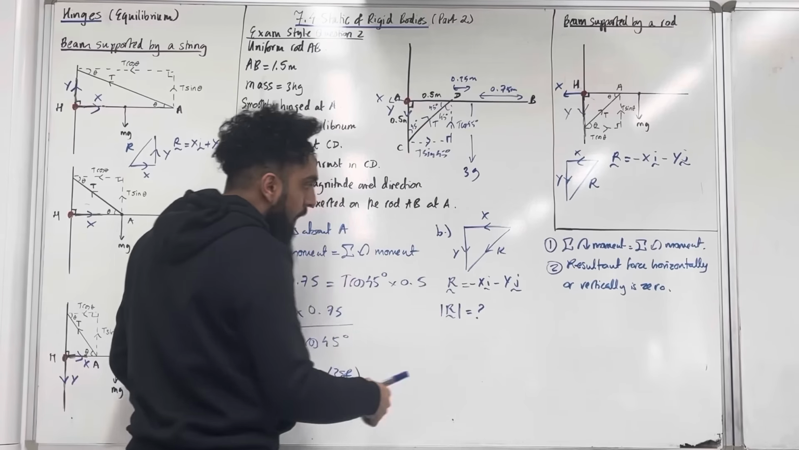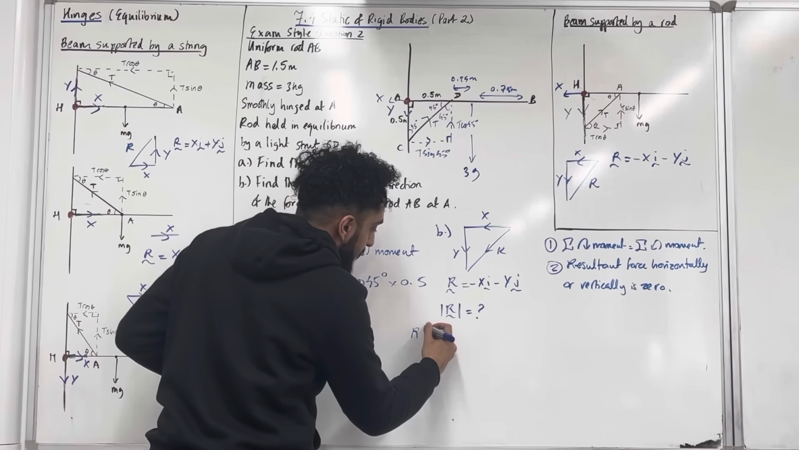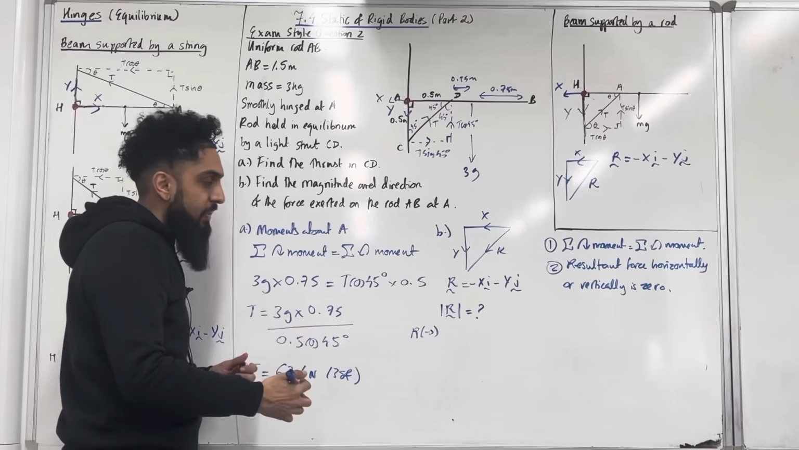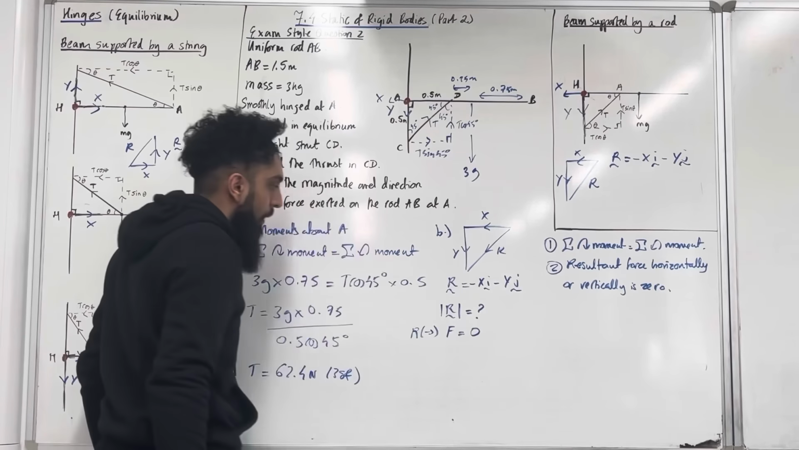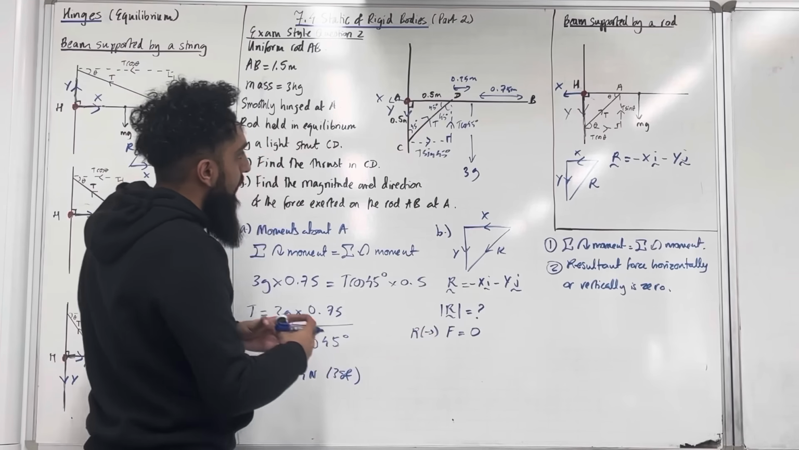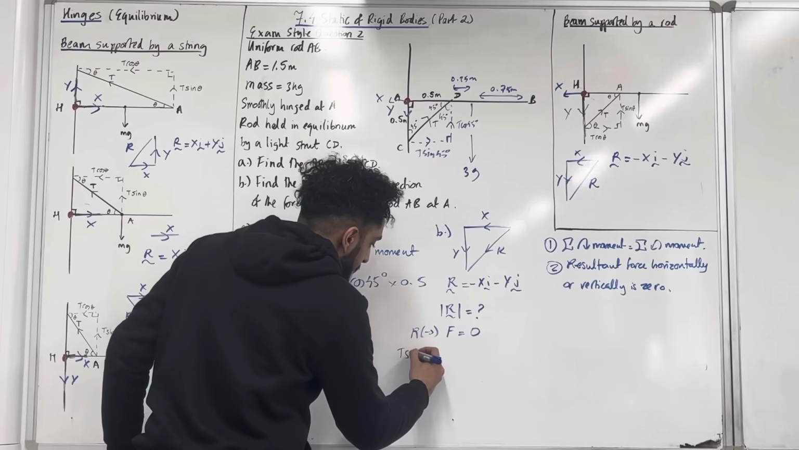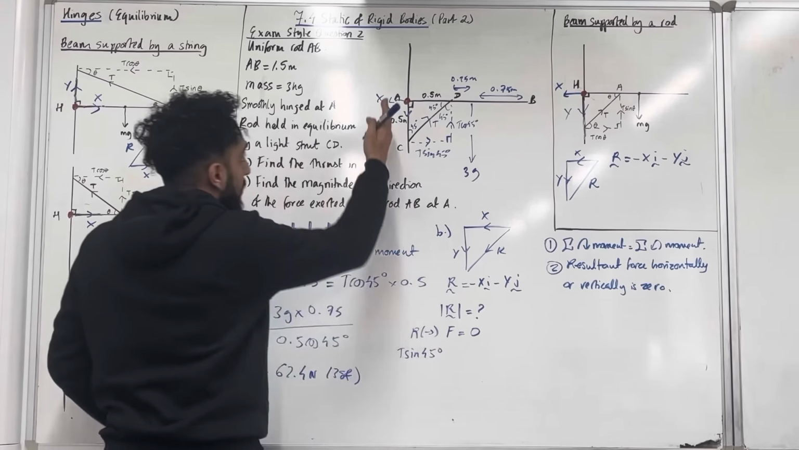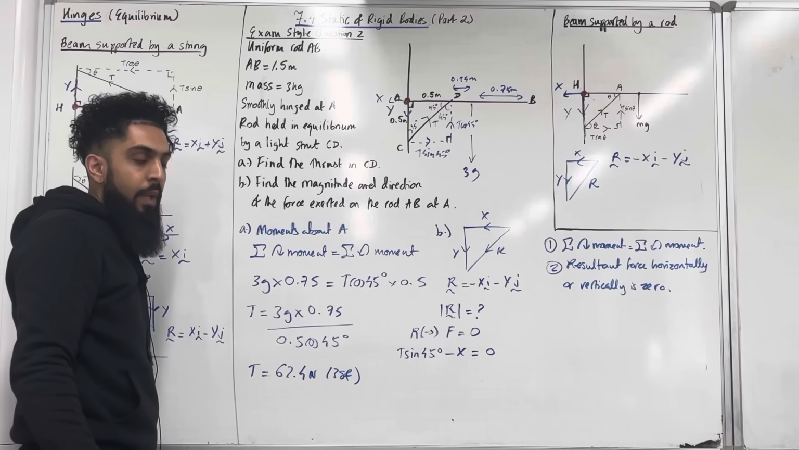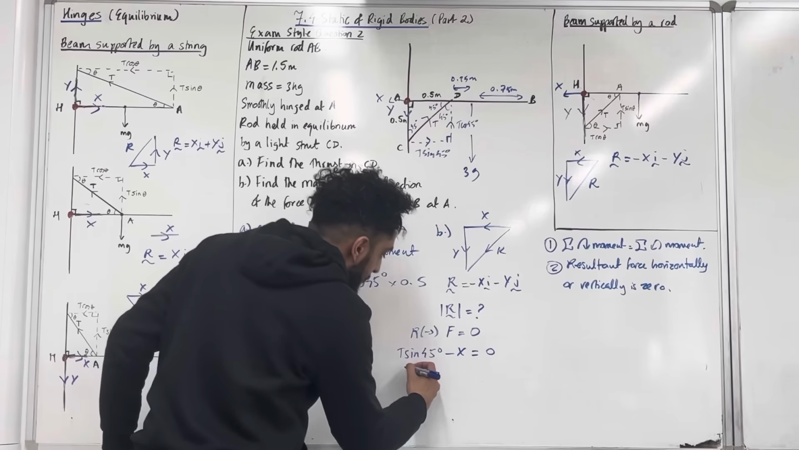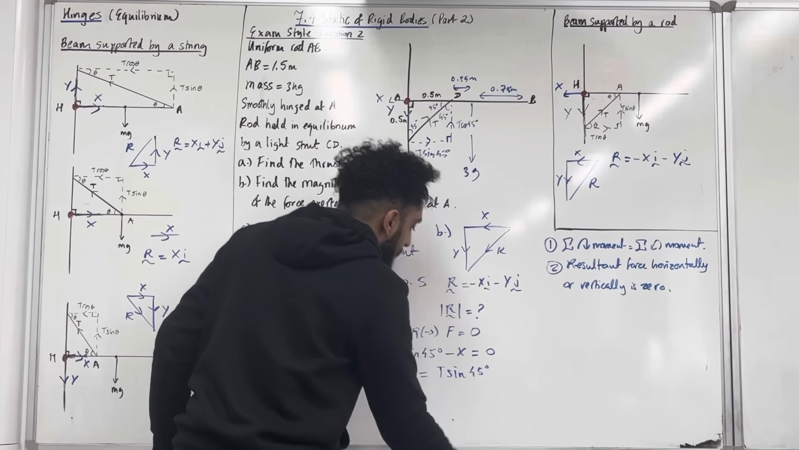So if I start off by working out x, which is acting in the horizontal direction, I can resolve horizontally, taking right to be the positive direction. The resultant force F acting horizontally is equal to 0. So what would that resultant force F be? Well, we have T sine 45 degrees minus X is equal to 0. So we can rearrange and make X the subject. X is equal to T sine 45 degrees.